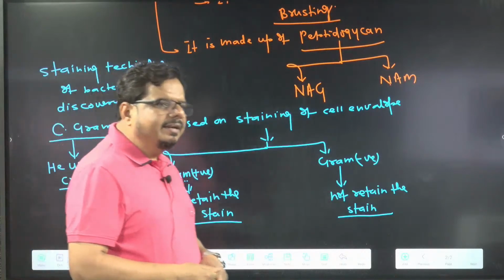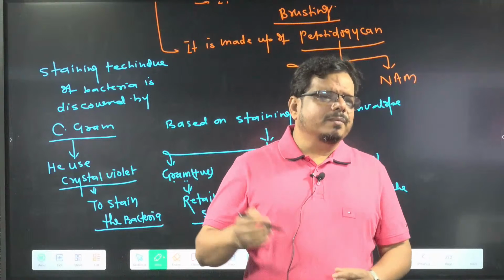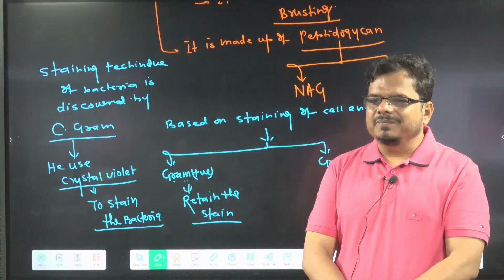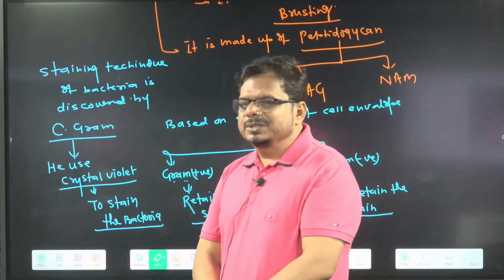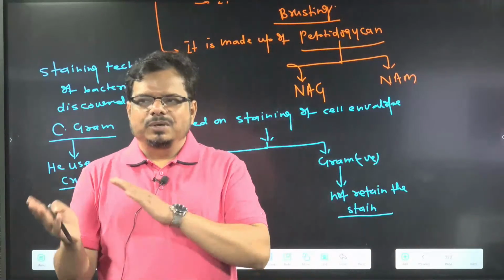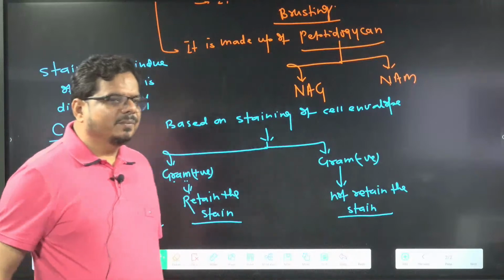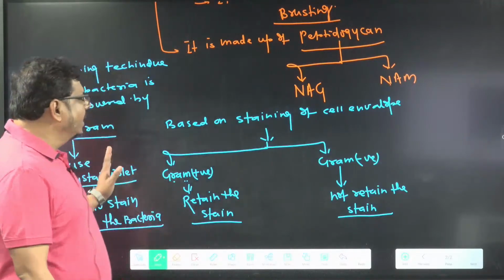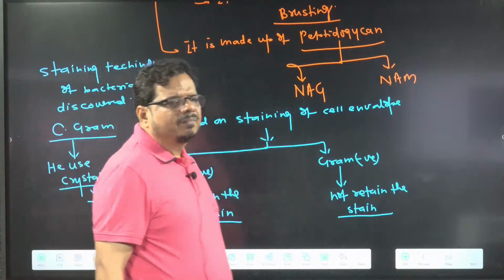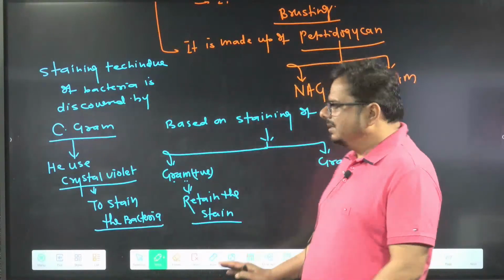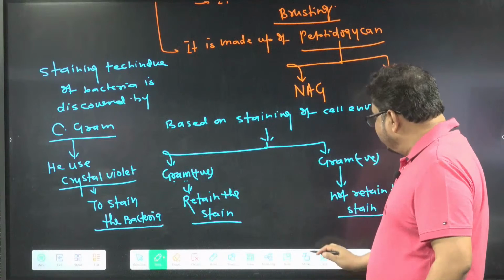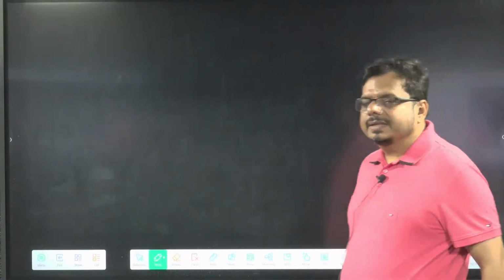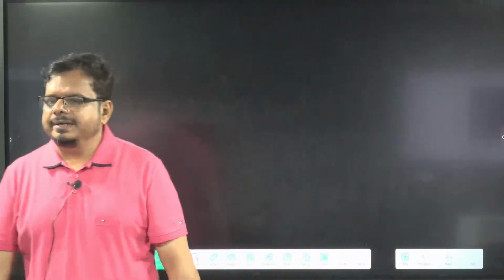When we taught this earlier, we talked for at least half an hour, around 1 hour, on gram staining: the method of staining, the procedure, how gram-positive and gram-negative differ from each other, why one retains the stain and one does not. But now it is not the demand of the exam, and that is the reason we are just setting it aside here. Based on the staining technique, there are two types of bacteria, gram-positive and gram-negative.